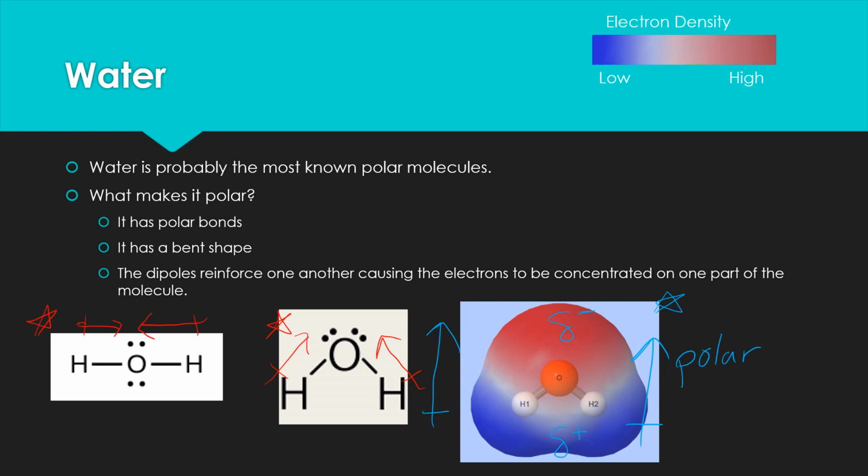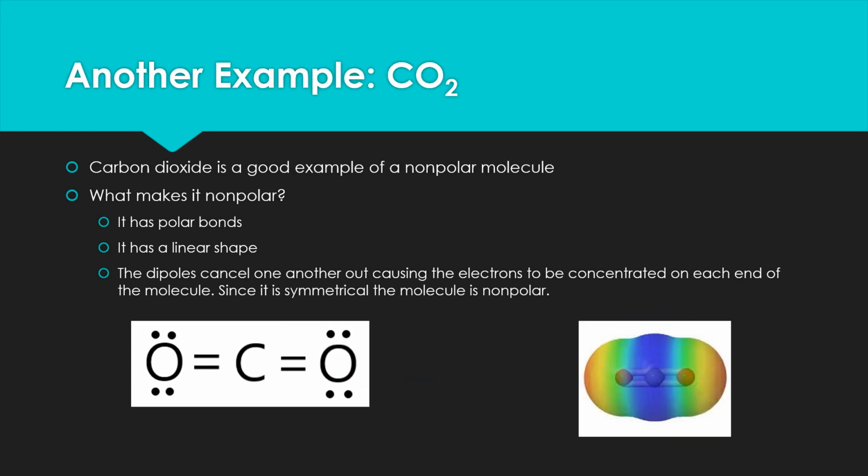Now, if the dipoles cancel each other, if they go in the opposite direction of each other, then we'll have a nonpolar molecule. So we're going to see an example of that next. Another example that's great for us is carbon dioxide. This is a good example of a nonpolar molecule.